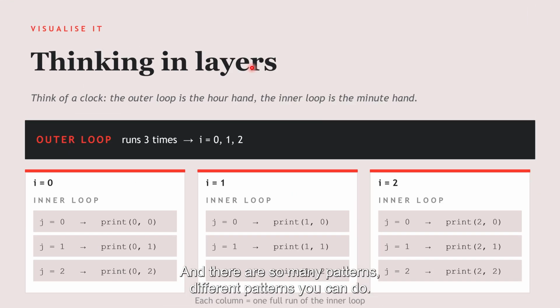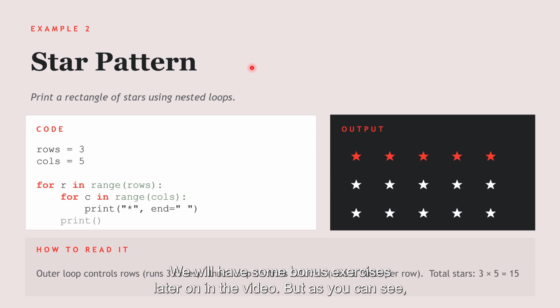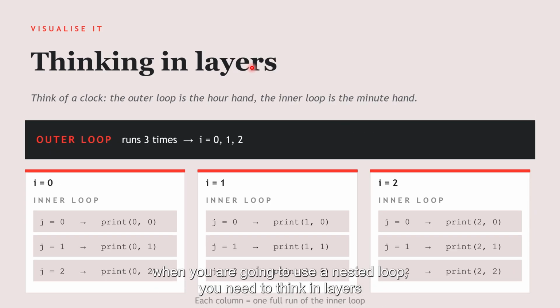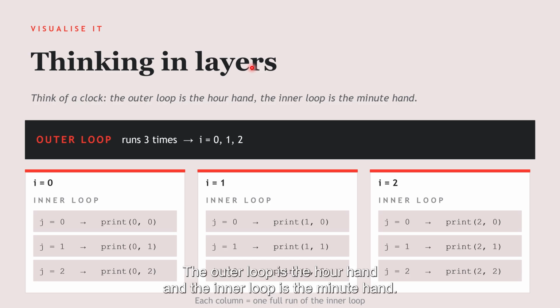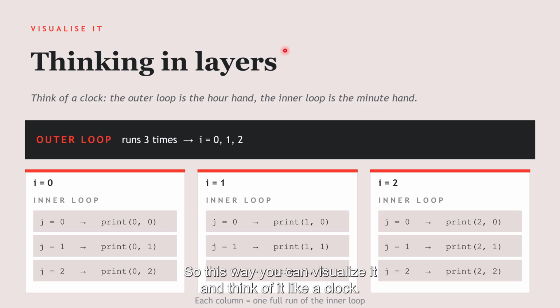And there are so many different patterns you can do. We will have some practice questions later on in the video. But as you can see, when you are going to use nested loops, you need to think in layers and you have to visualize it. Think of it like a clock. The outer loop is the hour hand, and the inner loop is the minute hand. So this way you can visualize it.